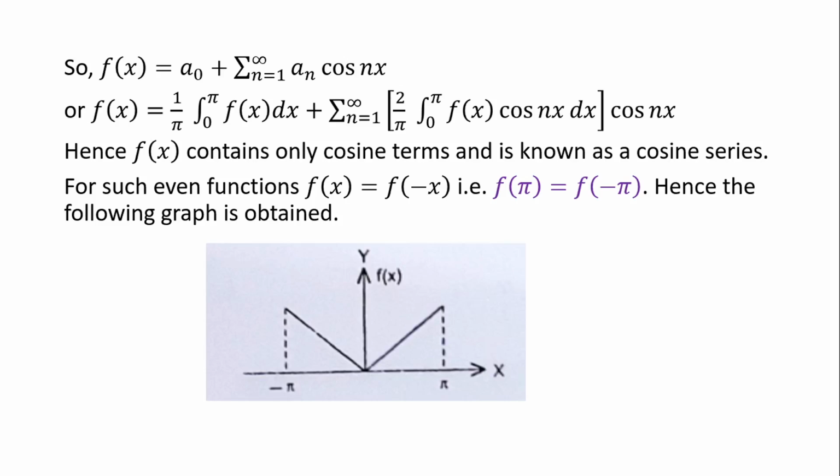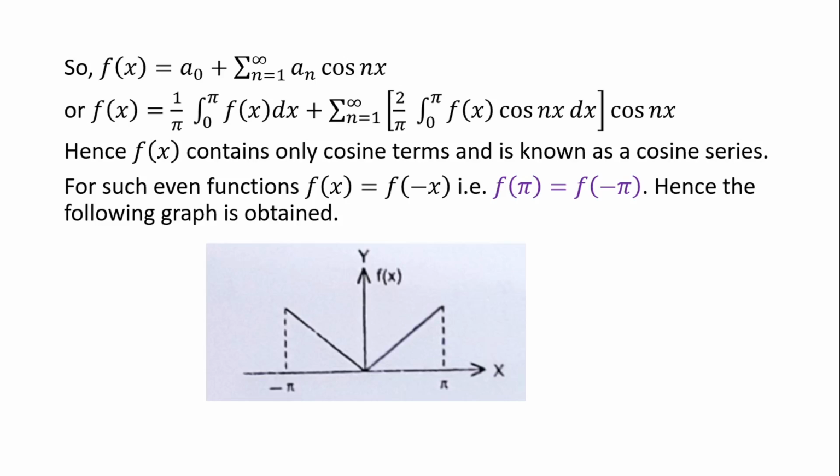Now let us find the graphical representation of a Fourier series of an odd function. For an odd function, f of minus x is equal to minus f of x, and let us evaluate the Fourier coefficients one by one. Now we know a0 is equal to 1 by 2 pi, integral from minus pi to pi of f(x) dx.